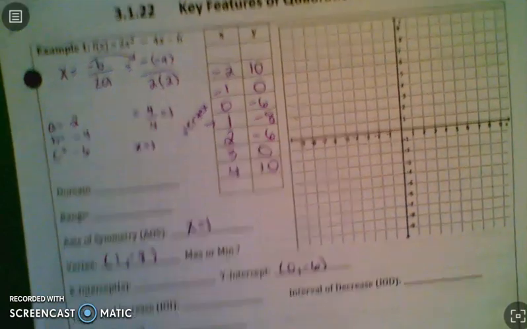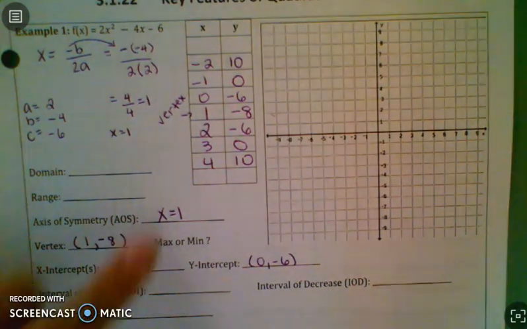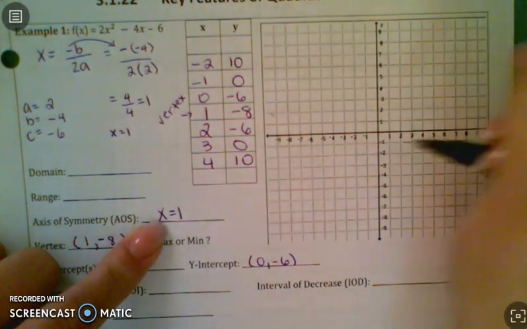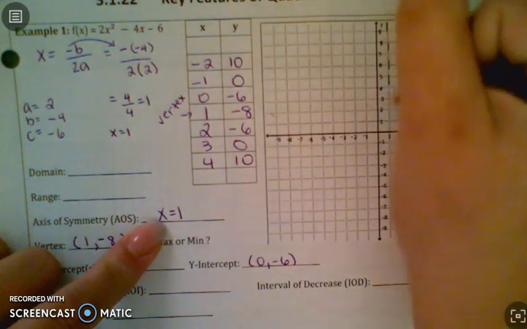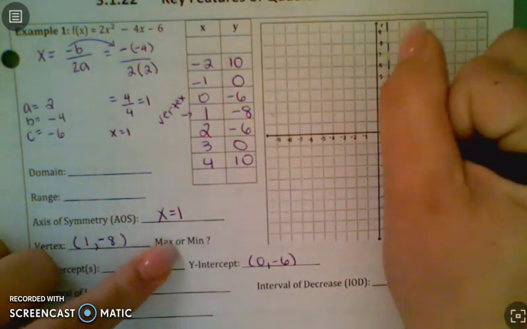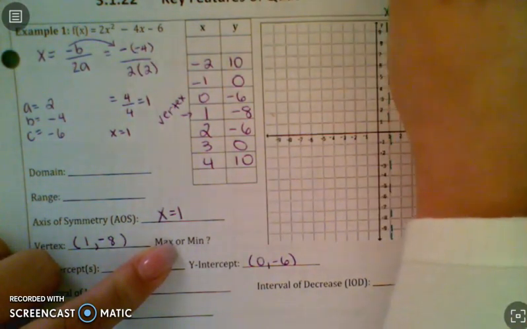The first thing I want to do when I'm graphing is put the axis of symmetry on my graph. So x equals 1 means I go on the x-axis to 1 right here, and I'm going to put a dashed line up and down. And that is x equals 1.